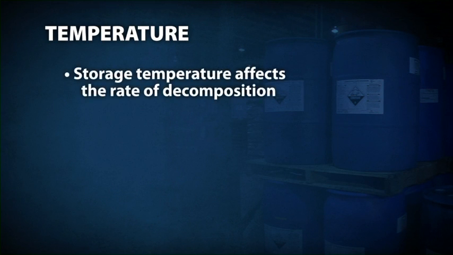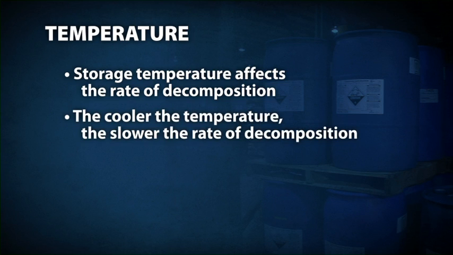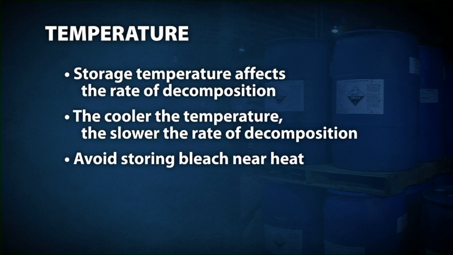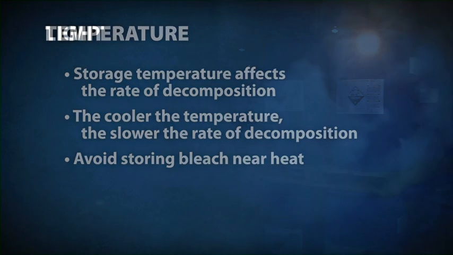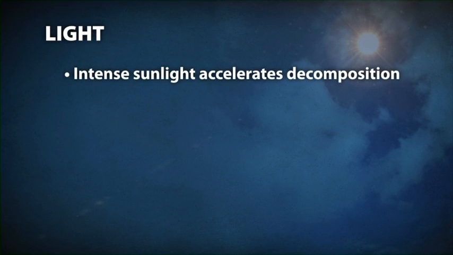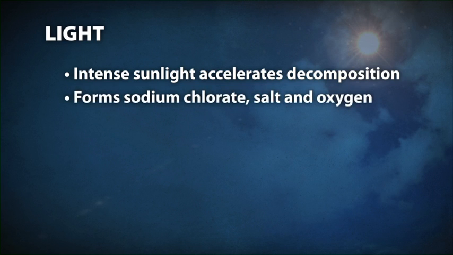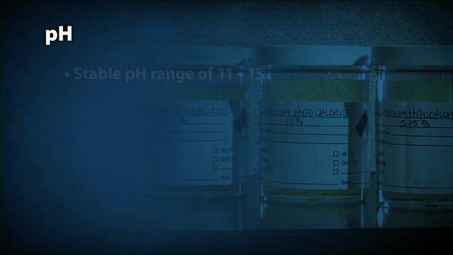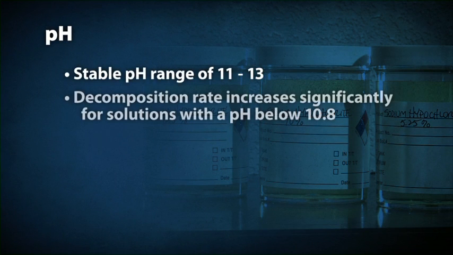Temperature. Storage temperature affects the decomposition rate. In general, the cooler the temperature, the slower the rate of decomposition. Avoid storing bleach near heat sources or in excessively warm locations. Light, especially intense sunlight, accelerates the decomposition, forming primarily sodium chlorate, salt, and oxygen. pH. Typically, the rate of decomposition begins to increase significantly for solutions with a pH below 10.8.